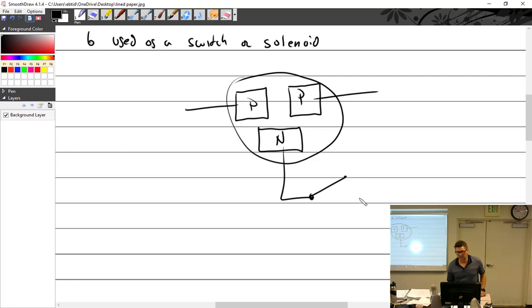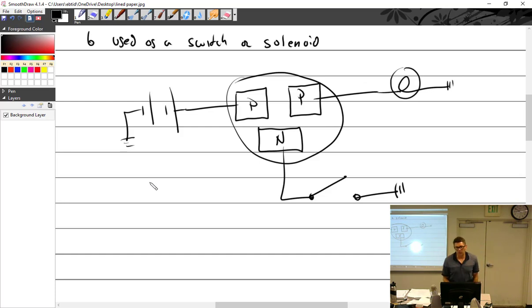Had a little switch here. Went to negative. This side, I'd have a light on it or something. There's the load. And then over here we had the battery. There, that was everything. All right, and we're making a relay out of this.